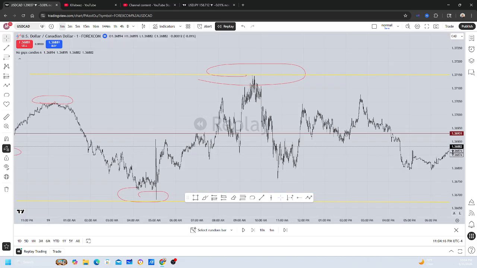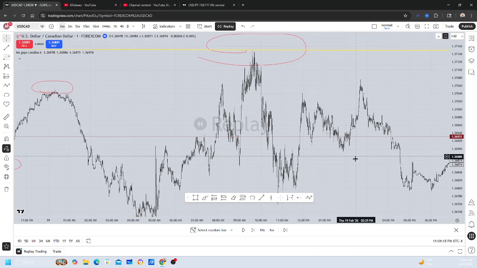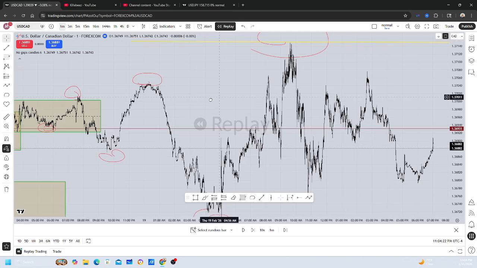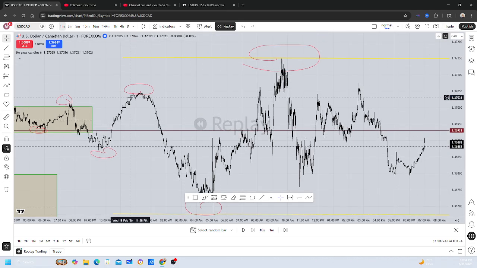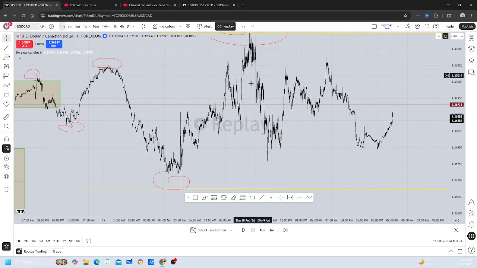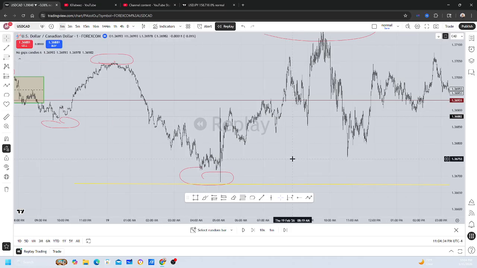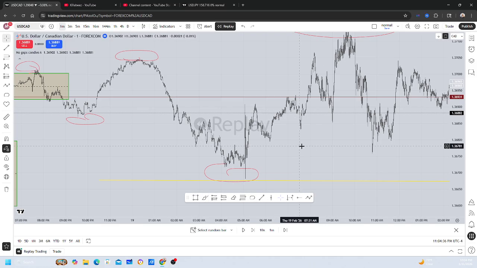So we're looking at this range, top of the range, bottom of the range. We see that this low, this high, this is also a swing. So let's count the swings inside here and see what's going on, just to see how it correlates.